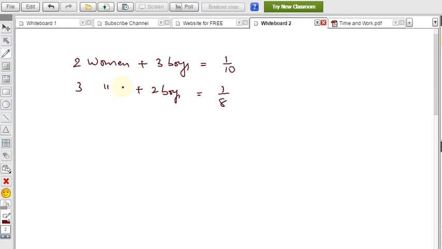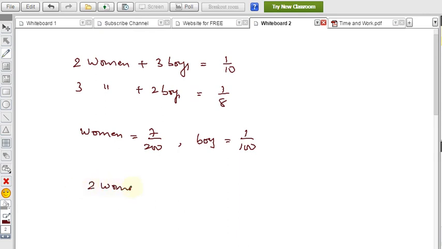Now if you take the number of women as x and the number of boys as y, then 2x plus 3y is equal to 1 by 10, and 3x plus 2y is equal to 1 by 8. Now if you solve that, the x value and y value we will get. So women is equal to 7 by 200, boys equals 1 by 100. Then we need two women plus one boy.